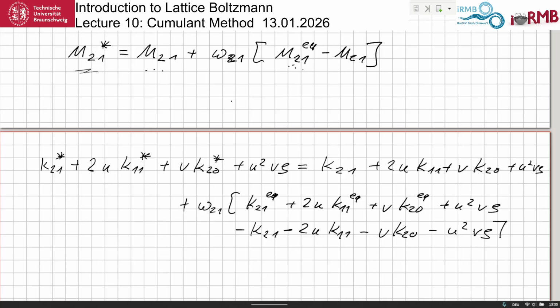Okay, so again, the parts that are collision invariant drop out. So this here drops out against this, and this here drops out against that.